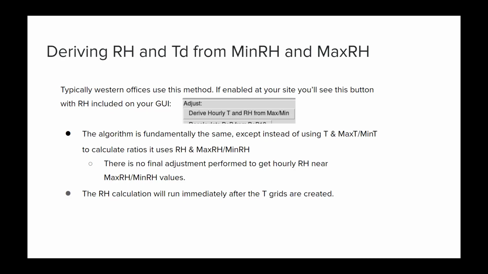Finally, typically Western offices use max RH and min RH to create hourly RH and hourly dew point. If so, you'll see that RH will be included on your button label. The algorithm functions the same as the temperature, except instead of using T and max-T, min-T to calculate the ratios, it uses RH and max RH and min RH. Unlike temperature, there is no final adjustment performed to the hourly RH near the max RH and min RH values. The hourly RH and dew point calculations will run immediately after the temperature grids are created.